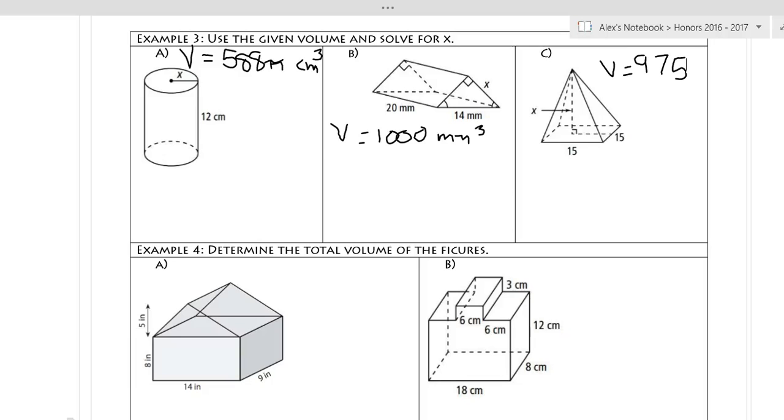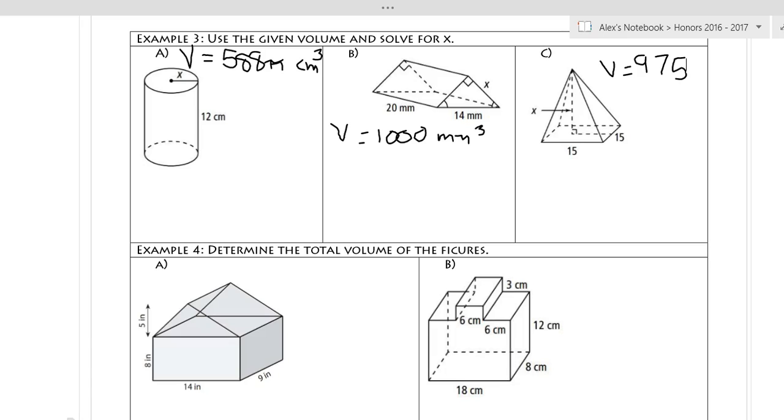Hey guys, today we're going to be looking at our last part of target D, where we're working with volume. And we're going to be just looking at a few more complex problems today. So if I look at A, one thing I forgot is I forgot to have the volume given to you, and you should, because the problem says use the given volume. So quickly write down the three volumes of these figures.